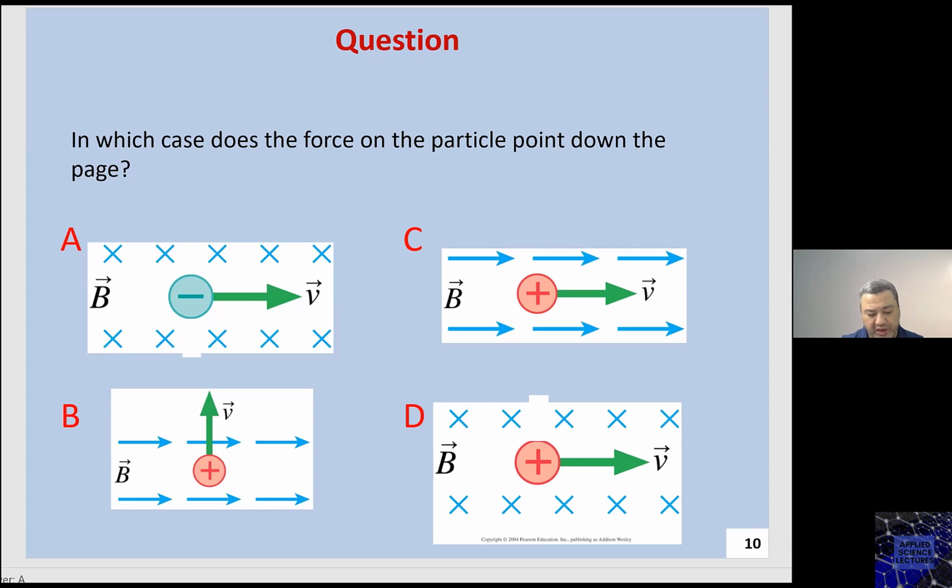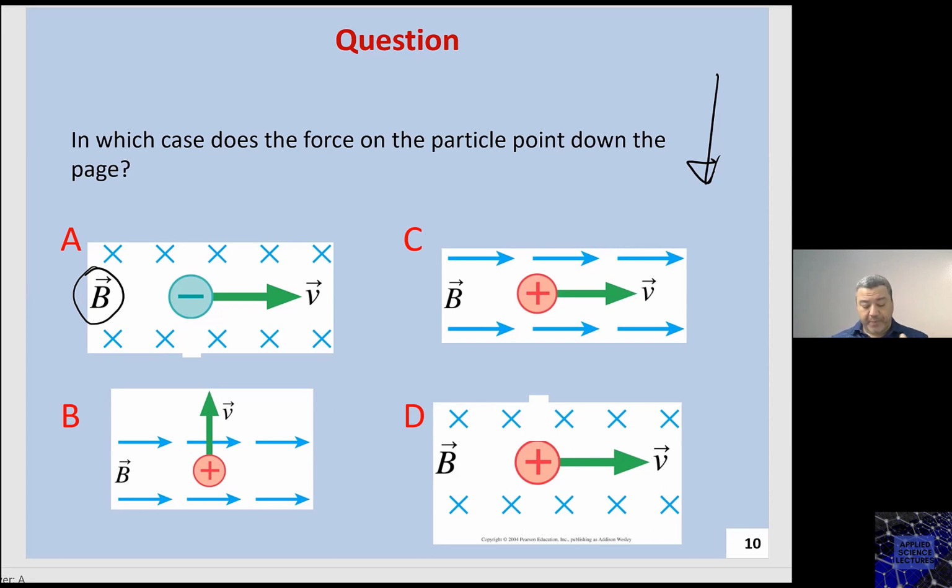So let's look at this question. In this question, we have the following. In which case does the force on the particle point down the page? Pointing down the page, meaning pointing this way. So we can see here from case A that the magnetic field is pointing into the page. The charge is a negative charge and pointing to the left. So in this case, because it's a negative charge, let's use the left hand rule.